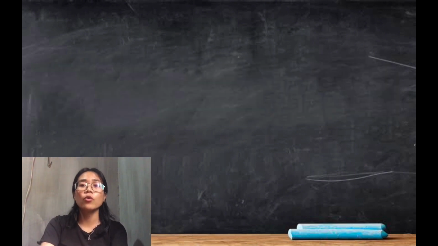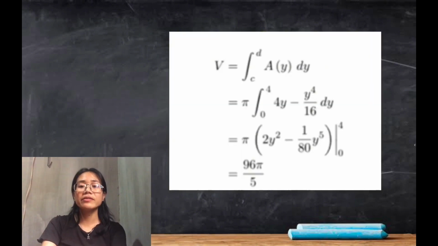The first ring will occur at y = 0 and the final ring will occur at y = 4, and so these will be our limits of integration. The volume is V = the integral from c to d of A(y) dy = π times the integral from 0 to 4 of (4y − y⁴/16) dy = π[2y² − (1/80)y⁵] from 0 to 4 = 96π/5.